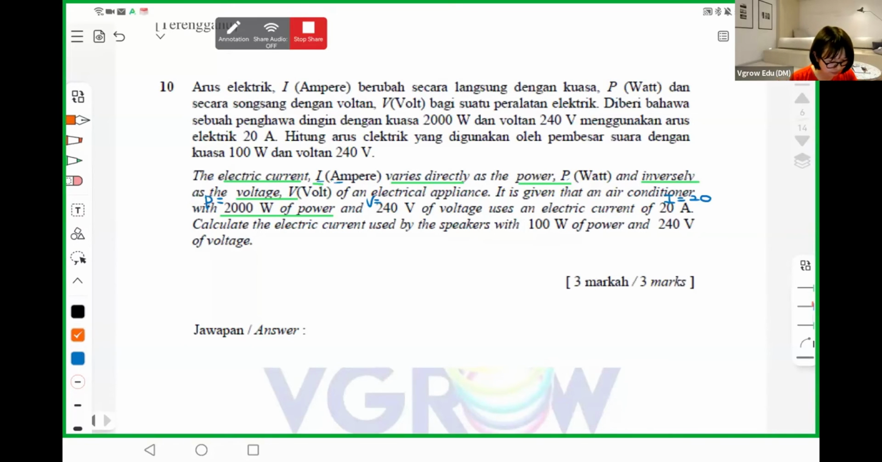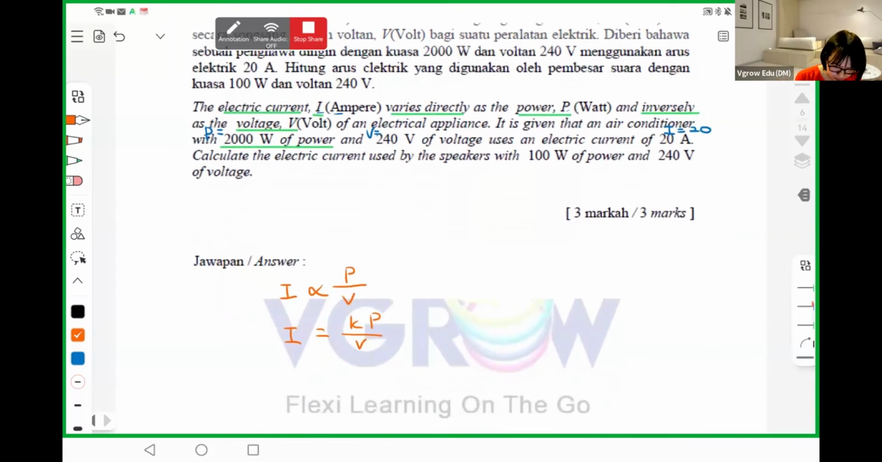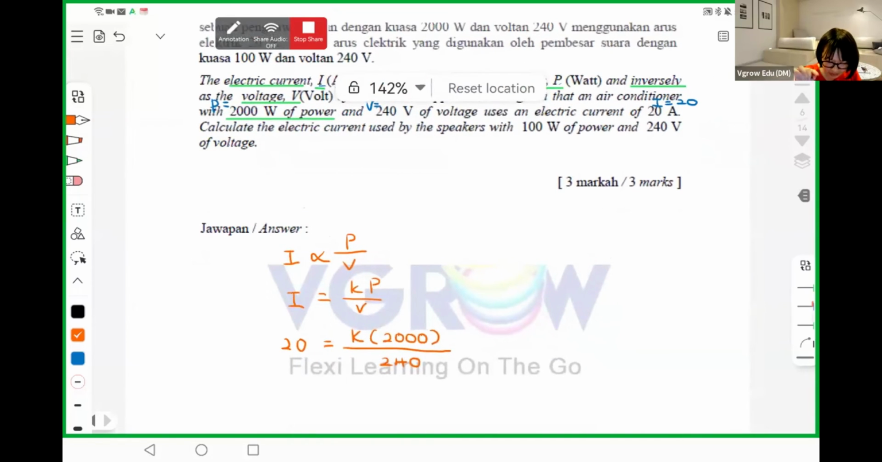Okay, let's see. So I varies directly as the power P and inversely as the voltage V. Do you get this variation form? Change it to equation form: I equal to kP over V, right? So I is 20 equals to K, then P is 2000, V is 240. Do you get this step? 20 equal to K in bracket 2000 over 240.